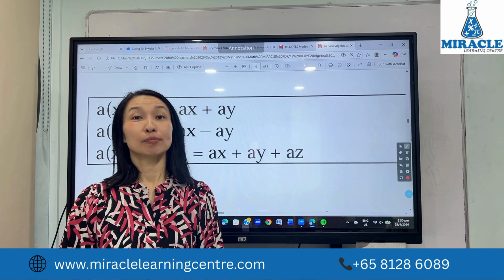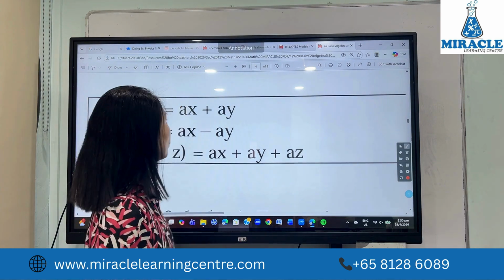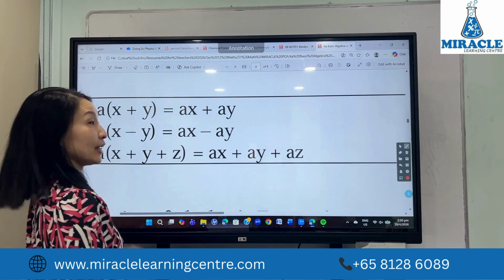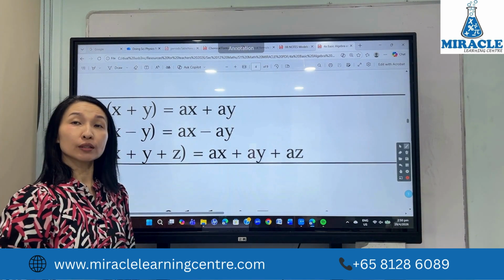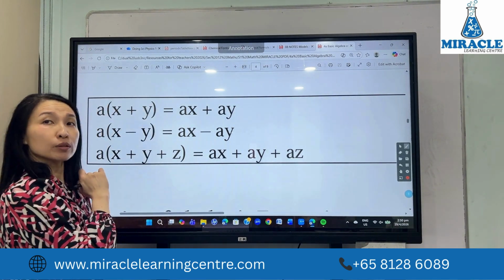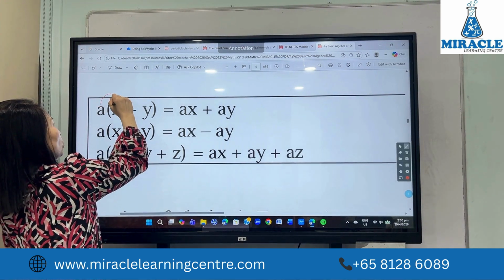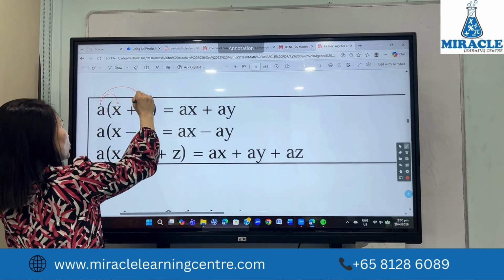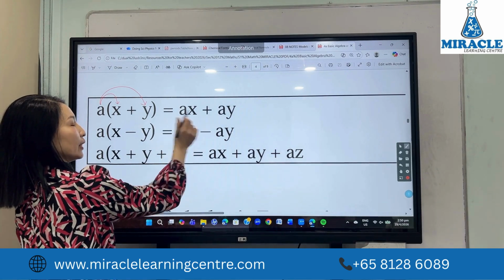Let us do some algebra today. It's very basic algebra on the distributive law. So when you have a bracket x plus y, we must do those inside the bracket first, right? So we need to multiply a inside. So a you need to multiply to x and multiply to y. So you will get ax plus ay.